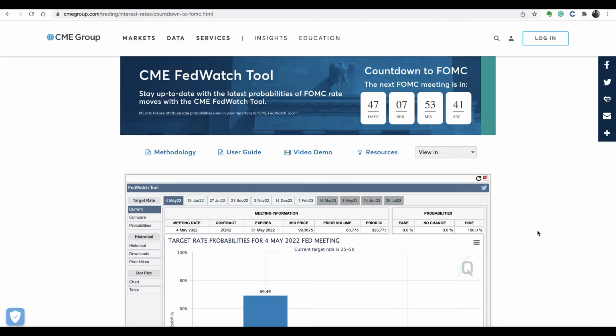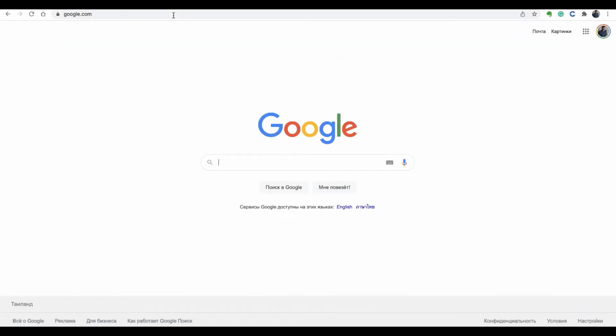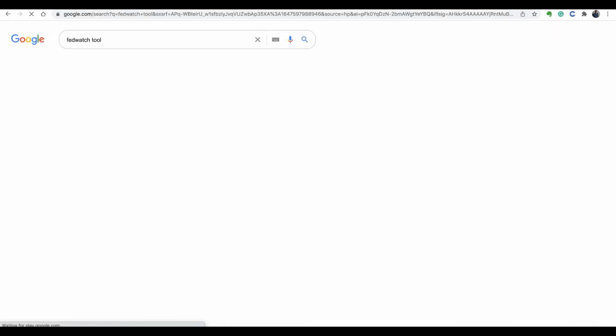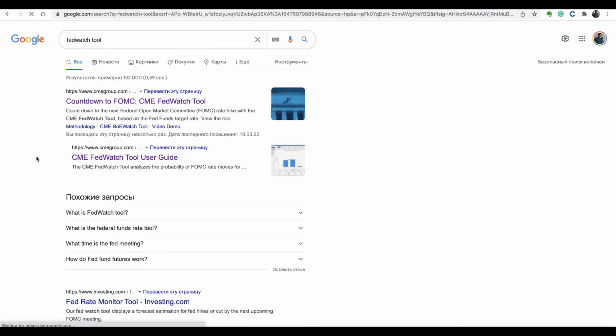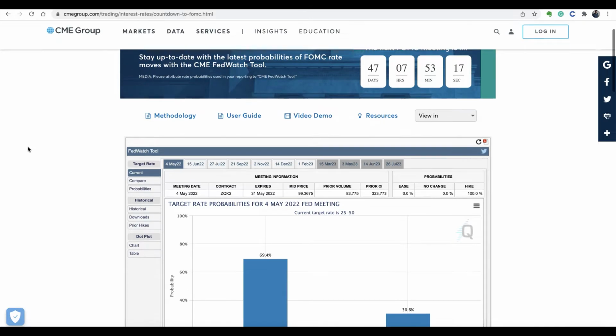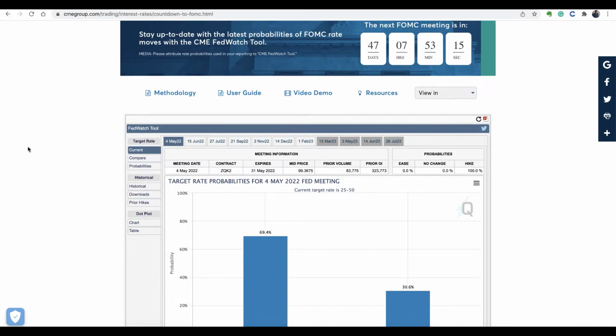All right, so first let's go to the website of CME Group and go to the web page of this tool. So how do we do that exactly? If you go to Google and put in FedWatch Tool, you have the first link, you follow that link, and here you go, you have the web page of this instrument. So how do we use that?